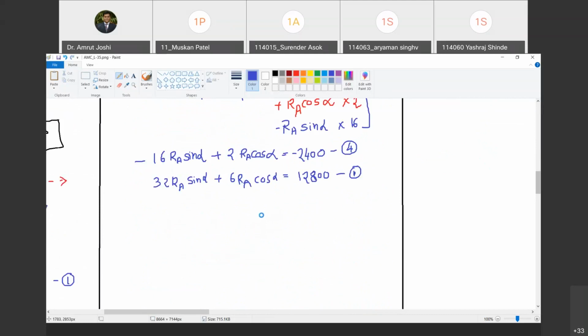Yes, sir. Now, you can treat RA sin alpha as one unknown and RA cos alpha as another unknown. So can you solve these two simultaneous equations? Tell me the value of RA sin alpha and RA cos alpha. We will just find out alpha and RA and then we will stop for the day. You have two equations in two unknowns. Solve for them. Tell me these values.